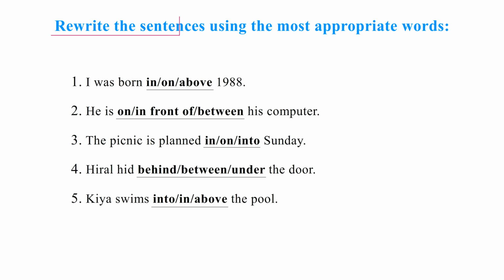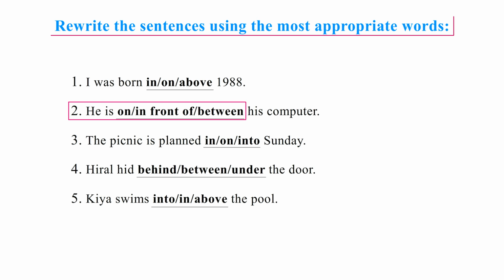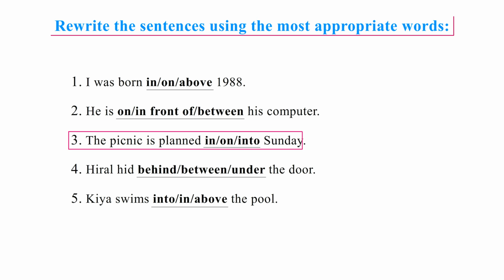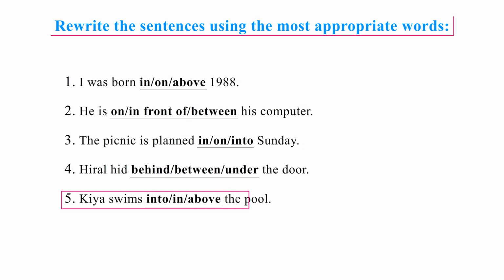Write the sentences using the most appropriate words. I was born in, on, above 1988. He is on, in front of, between his computer. The picnic is planned in, on, into, Sunday. He'll hide behind, between, under the door. Kia swims into, in, above the pool.